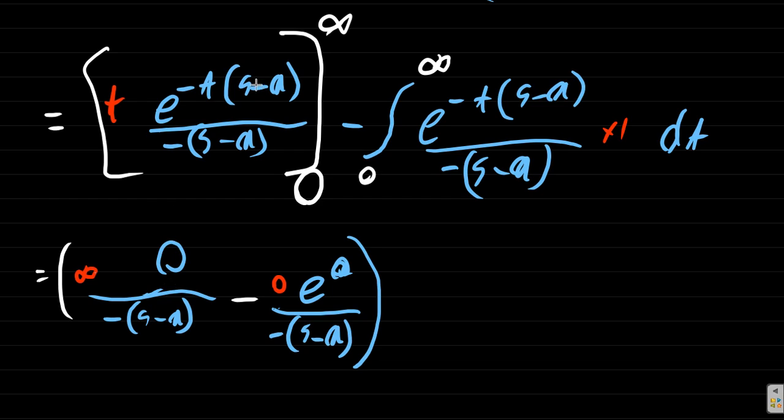Infinity times 0. Imagine you choose a value for s so that the integral approaches 0 faster than it approaches infinity. So this becomes 0 times e to the 0. E to the 0 is 1, and 0 times that is 0. 0 over negative s minus a is 0. So all of that will approach 0.